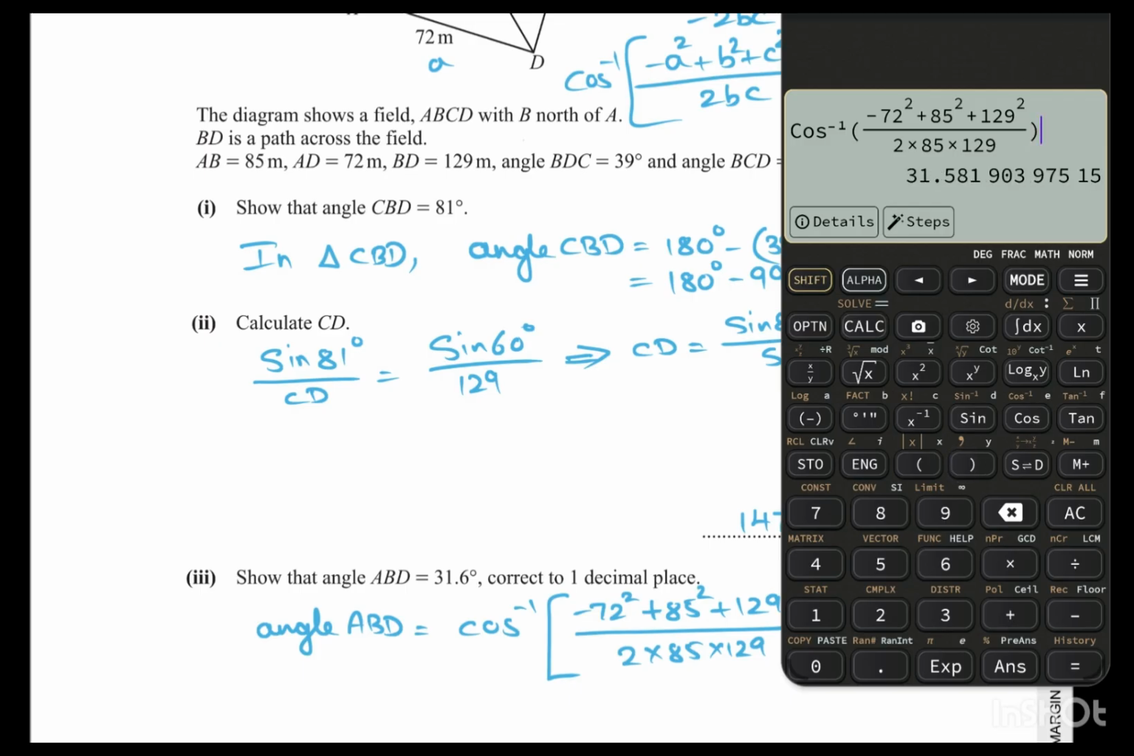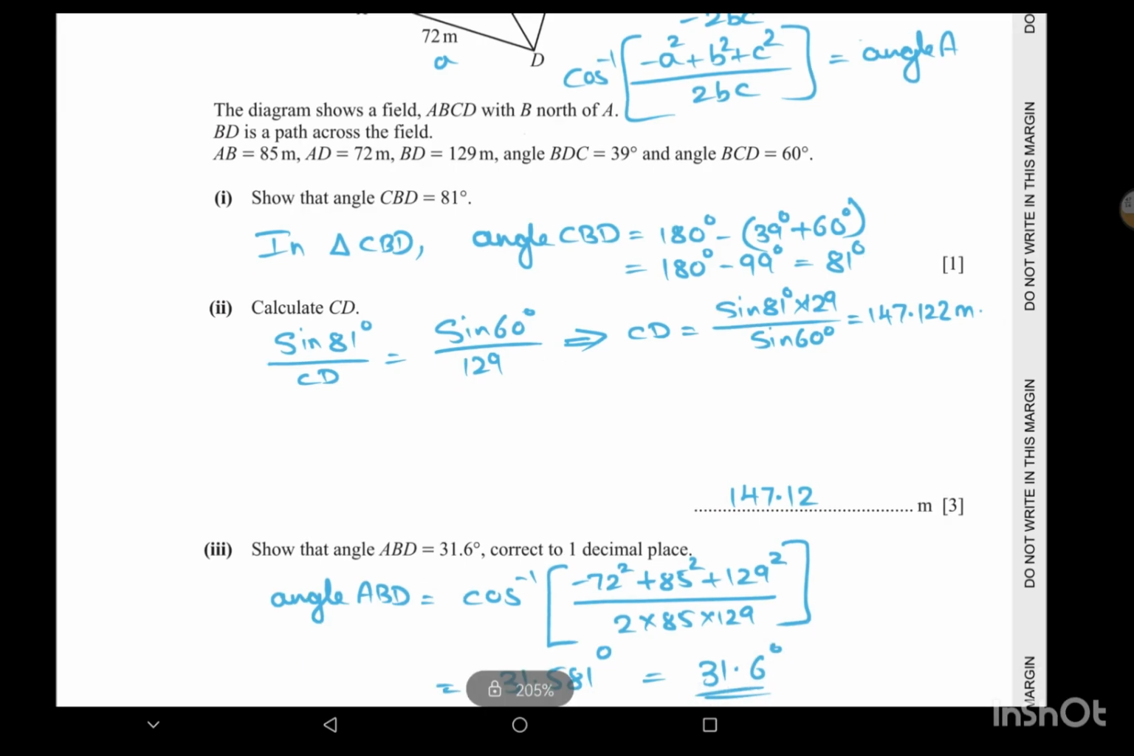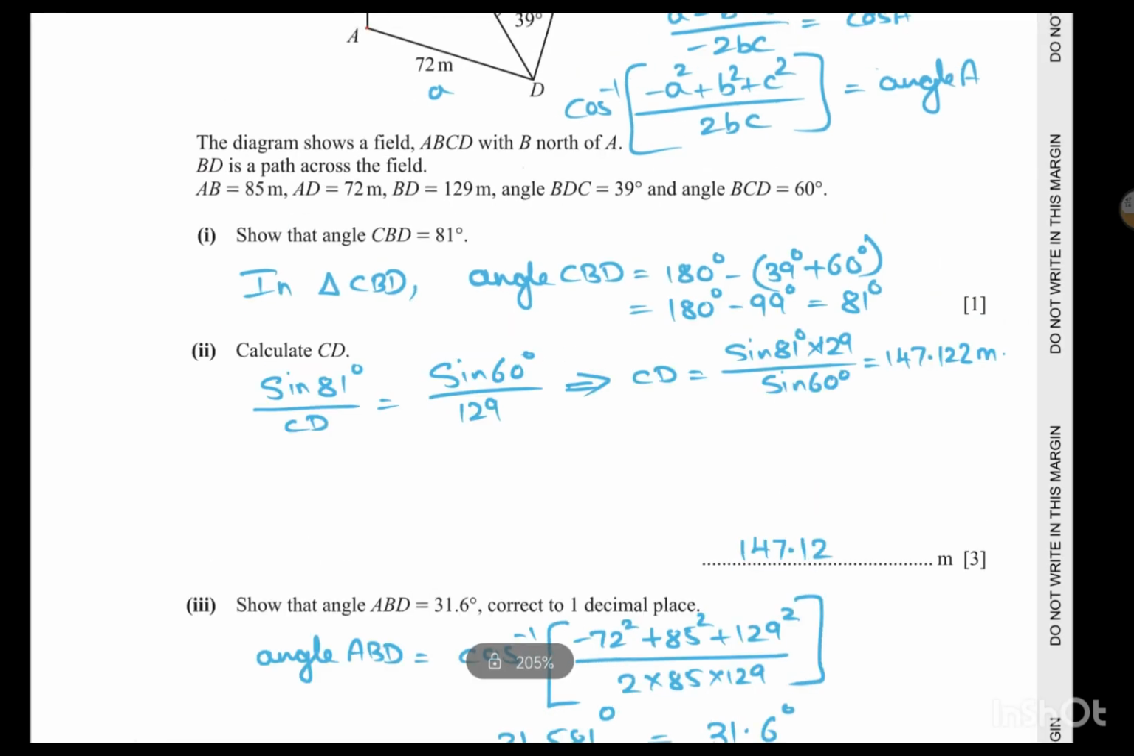We get 31.581. Now round to one decimal place, I will be having 31.6 degrees as the angle. So this is done. Question number 3 is done.